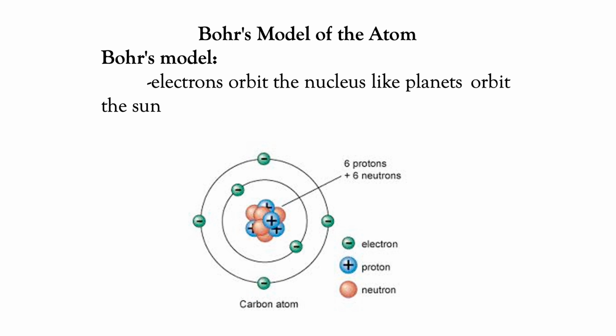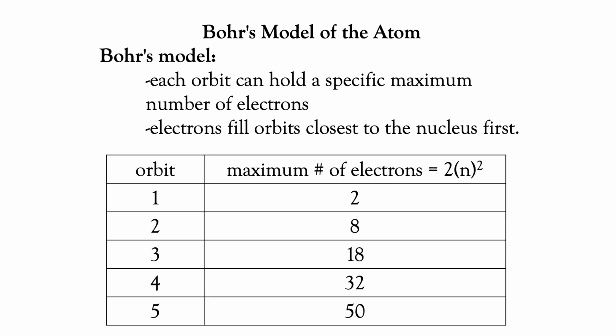So in Bohr's model, electrons orbit the nucleus like planets orbit the sun. As you can see in the figure, you have the nucleus at the center. You have 6 protons and 6 neutrons. And along its orbit, you have the electrons.